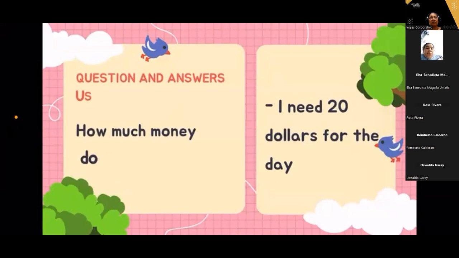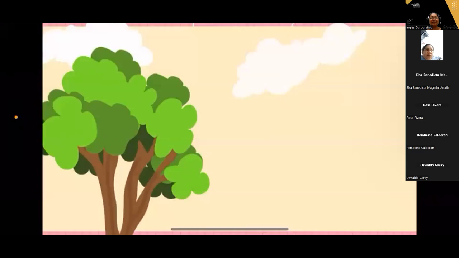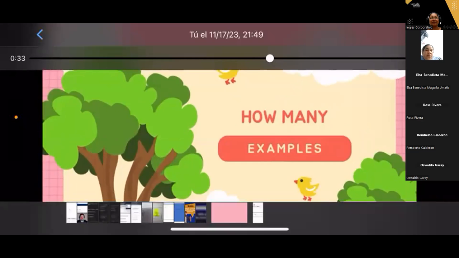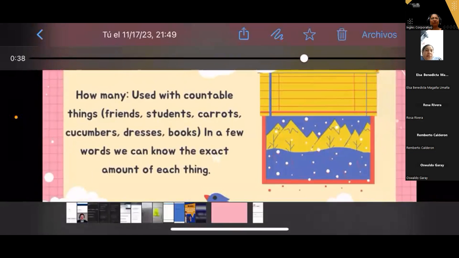Okay. Question and answer using how much. How much money do you need? I need $20 for the day. How many examples. Okay, how many is used with countable things. For example, friends, students, carrots, cucumbers, dresses, books. In a few words, we can know the exact amount of each thing.